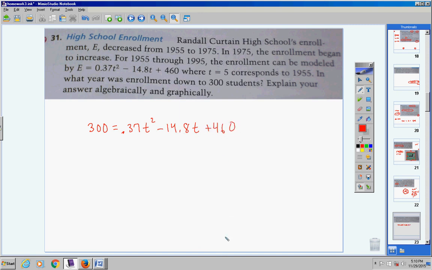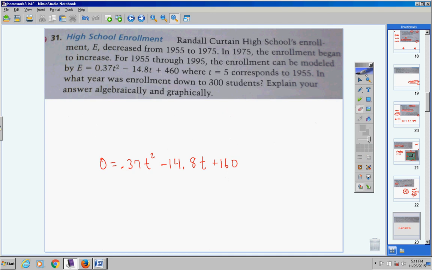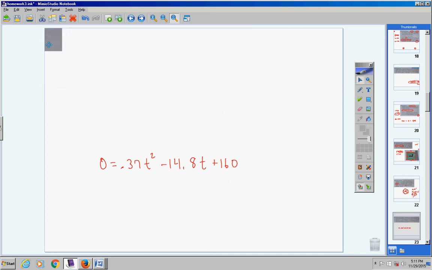Alright, there we go. Now, right away I see I have a quadratic equation, so I know I'm going to have to get one side equal to 0, so we're going to bring the 300 over. And now you're left with this. 0 equals 0.37 t squared minus 14.8 t plus 160, because we bring the 300 over, make it a negative 300, and we're left with 160. Okay, so there we go. I'm now ready for my quadratic formula.